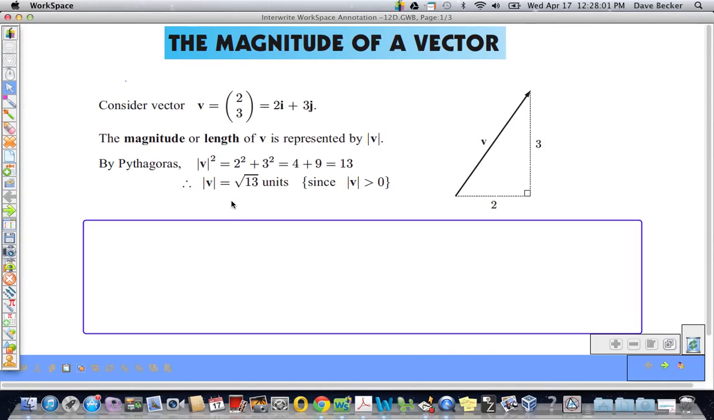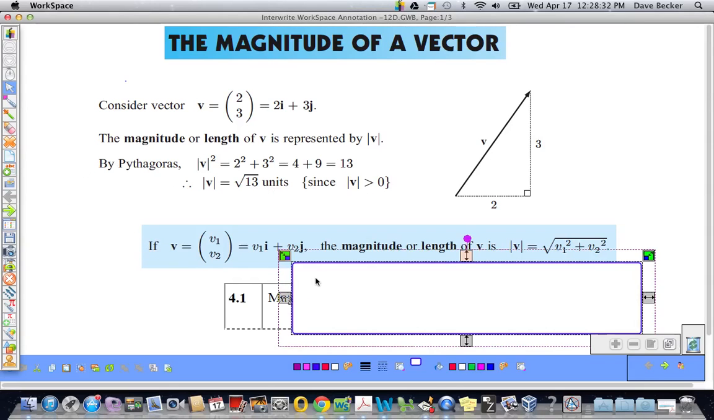The magnitude of a vector v, or length of the vector v, is represented by this symbol here. I think we talked about before how it looks like absolute value. How do we know it's not absolute value? Because we're talking about vectors. That's how we know. So the magnitude of v squared equals 2 squared plus 3 squared equals 4 plus 9 equals 13. Therefore, the magnitude of v is the square root of 13 units. Okay, so it's very simple and leads to a very simple formula.